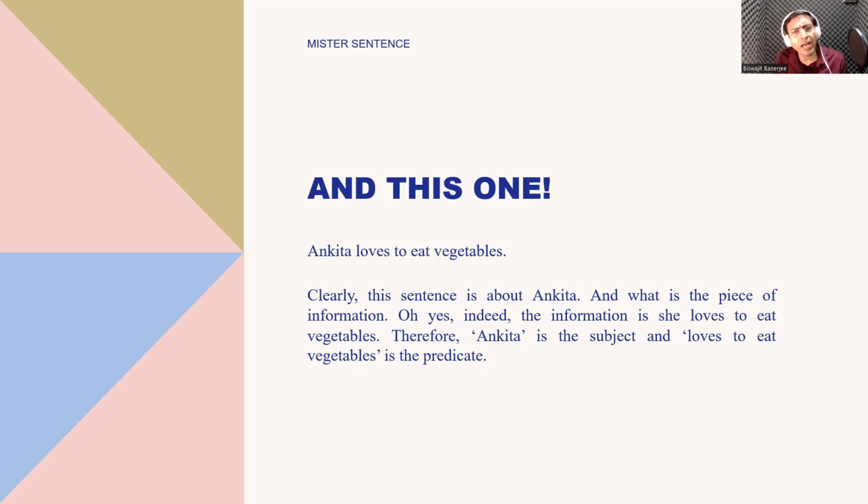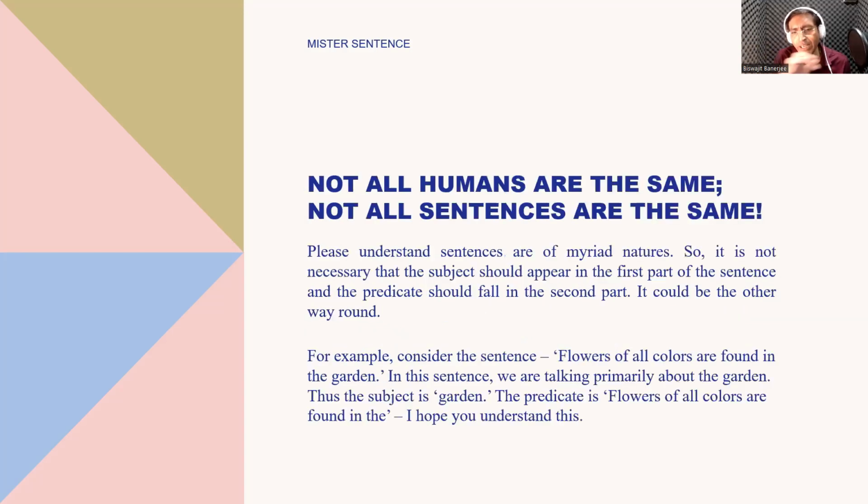Who is this sentence about? This sentence is about Ankita. And that is why Ankita is the subject. And what information is there about Ankita in this? That she loves to eat vegetables. So loves to eat vegetables is the predicate. Simple. Right? Going ahead.